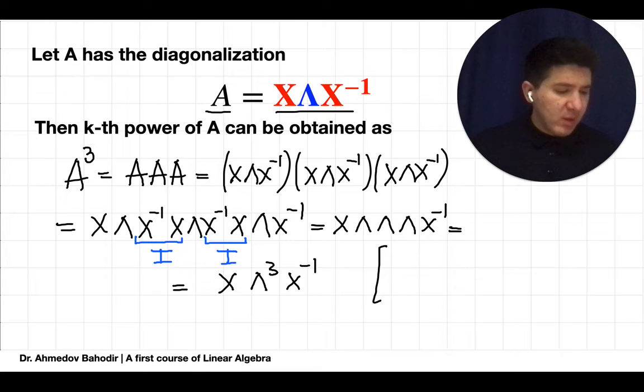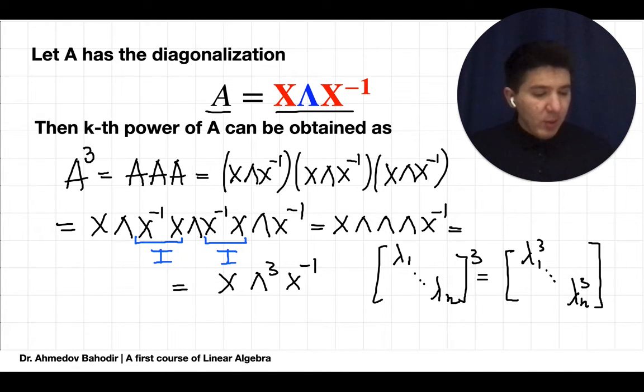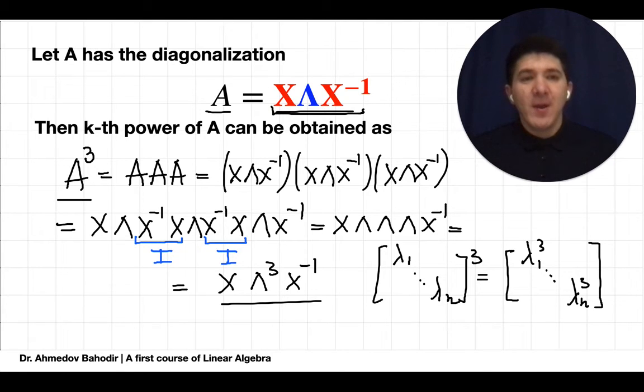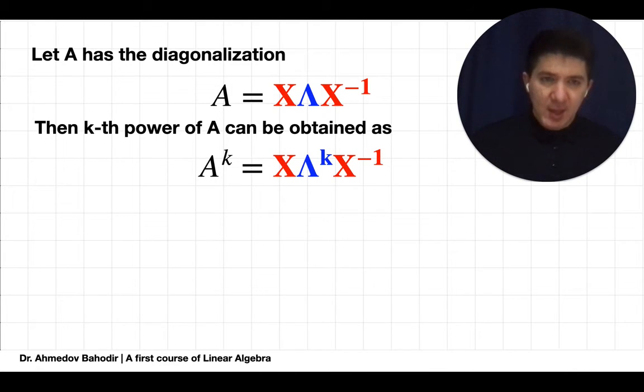If you are given some diagonal matrix, lambda 1 and so on up to lambda n, its cube, for example, is simply the cubes of those entries. So it essentially tells us that A cubed is very similar to the decomposition of A. We can multiply X, lambda cubed and X inverse in order to find A cubed or any other power. In general, the k-th power of the matrix A can be found by multiplying X, lambda to the power of k, and X inverse.